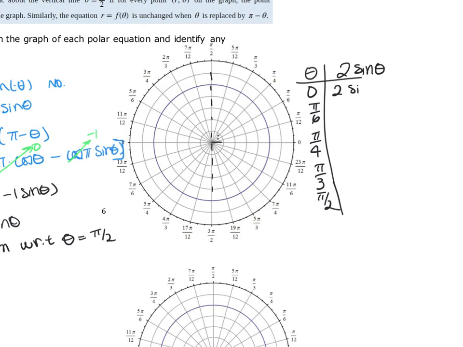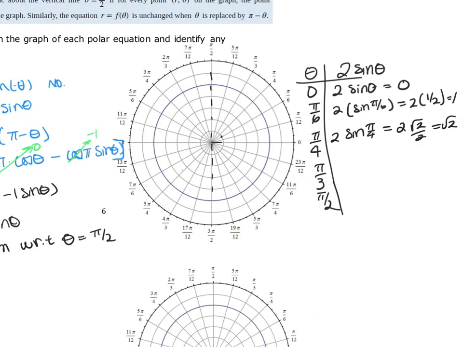So 2 times the sine of 0 is equal to 0. 2 times the sine of pi over 6 is 2 times 1/2, which gives me 1. So that is actually going to go out 1. So I'm going to go out 1 ring right there. And then 2 times the sine of pi over 4 is 2 times the square root of 2 over 2, which is the square root of 2, which is slightly more than 1, but less than 2. So it's about right there.